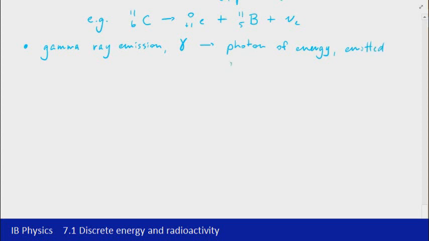It can be emitted along with another type of radiation, so along with alpha or beta. And when I write beta here, I mean both beta plus and beta negative. So it can be emitted with either of those two decays, or when a daughter nucleus is in an excited state, or an energized state.